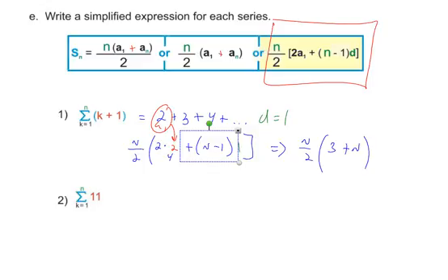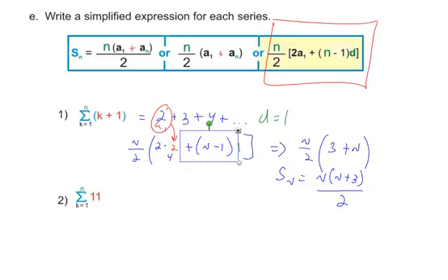So usually we'll not make this thing squared. So S of n is going to be n times the quantity. Usually put the n first, n plus 3 over 2. And that would be a simplified expression of the series.